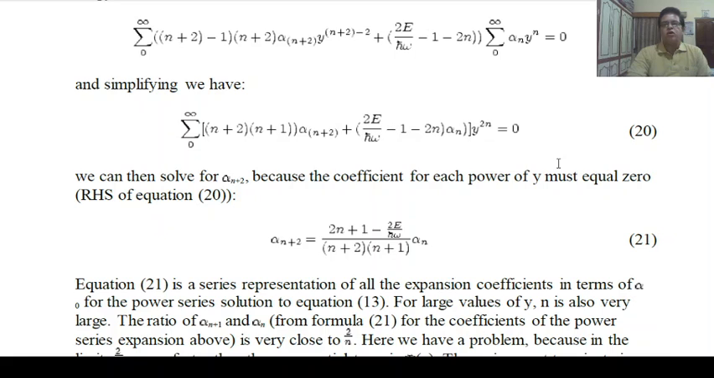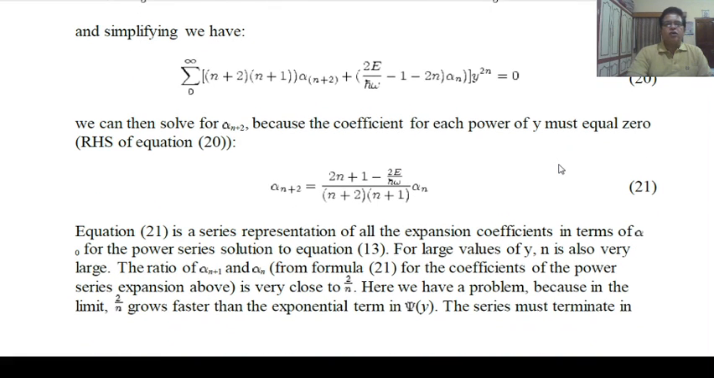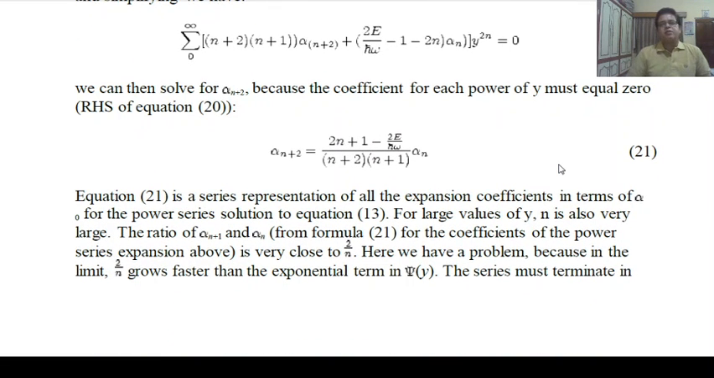Alpha n plus 2 equals (2n plus 1 minus 2E upon h bar omega) upon (n plus 2)(n plus 1) times alpha n. Equation 21 is a series representation of all the expansion coefficients in terms of alpha 0. For the power series solution to equation 13, for large values of y, n is also very large. The ratio of alpha n plus 1 and alpha n from formula 21 of the coefficient of the power series expansion above is very close to 2 upon n.